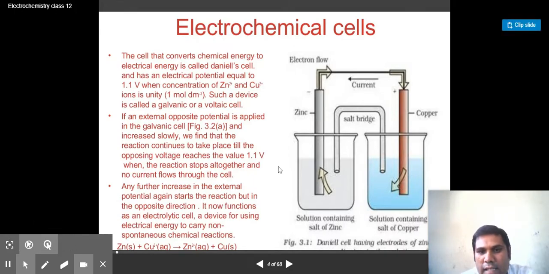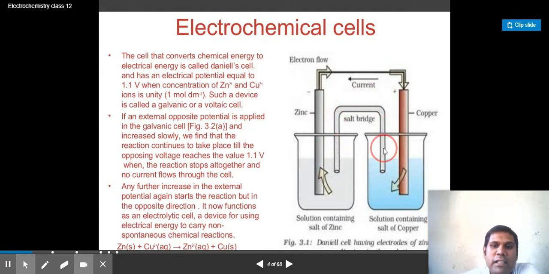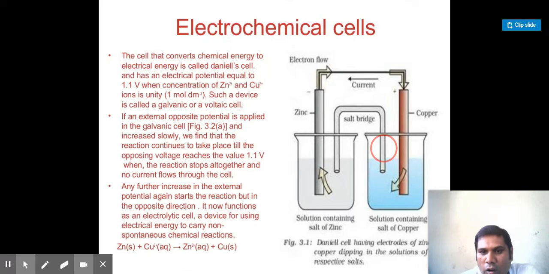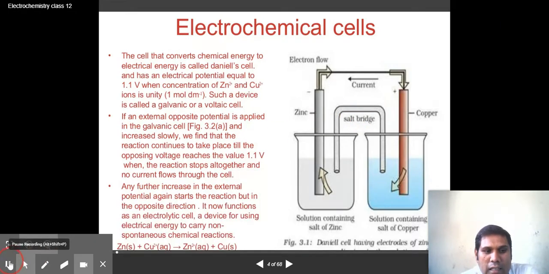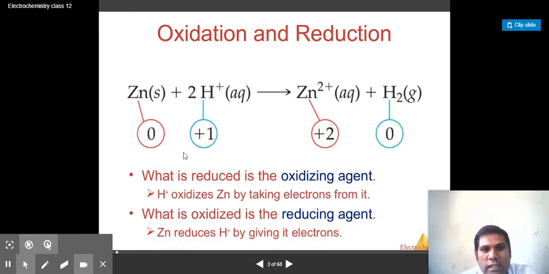Here we will see the salt bridge, that is to avoid or minimize the liquid junction potential or to avoid the diffusion of the electrons separating the two half cells. Now we'll see the reactions occurring in the electrochemical cell. So this is the net cell reaction occurring in the electrochemistry.